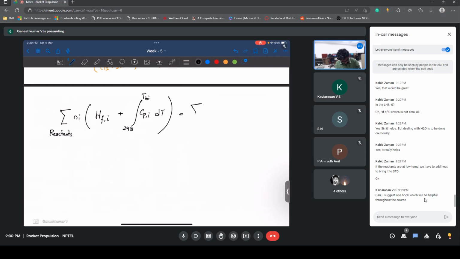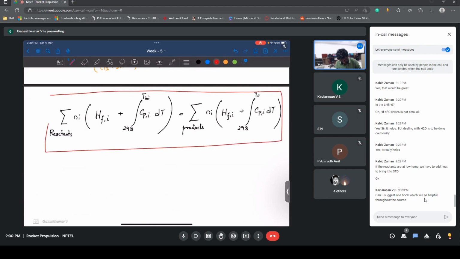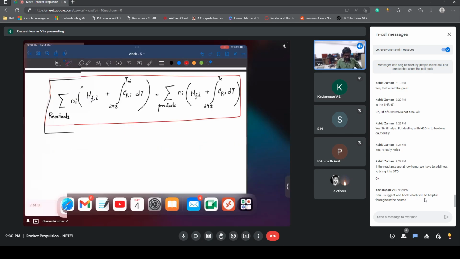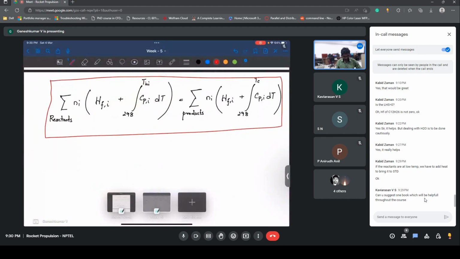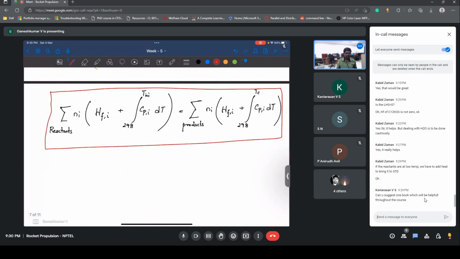equal to summation of products N_i h of i plus integral of again 298. You are not going to change the datum, and raise it to adiabatic flame temperature, Cp_i dT. So this is the equation. You just need to follow it in order to find the solution for this.